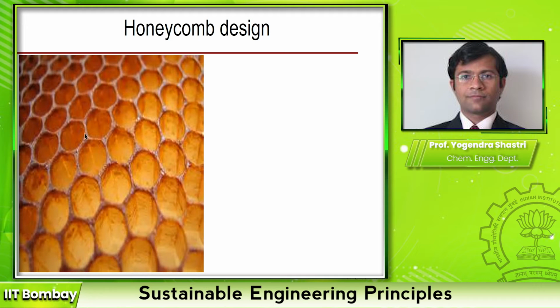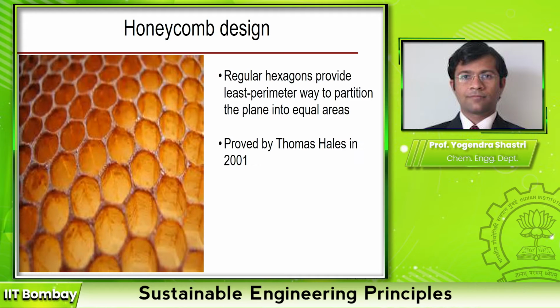It's a hexagon. So the question is, is there a particular reason for this to be a hexagon and not any other shape like square, circle or triangle? Why is it that honeybees over millions of years have developed this specific design? Is there a particular reason for it? And it so happens that there is a very particular reason for this peculiar shape.